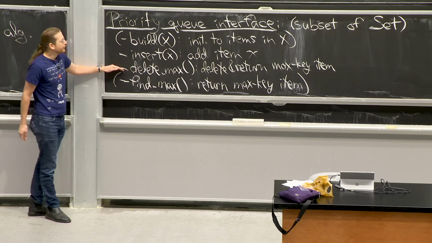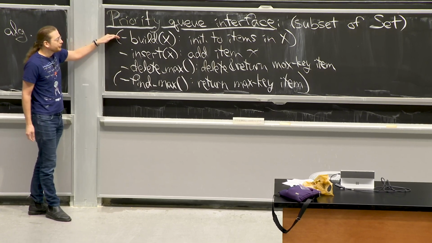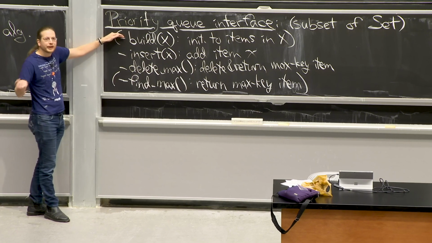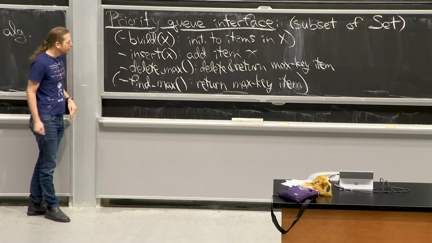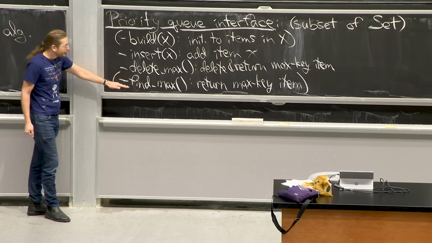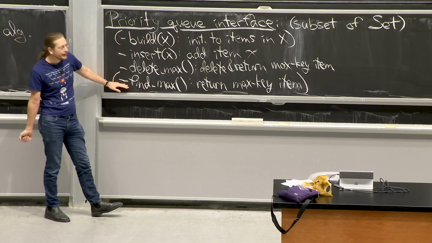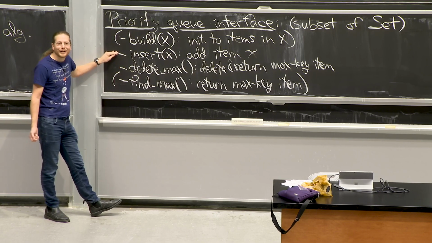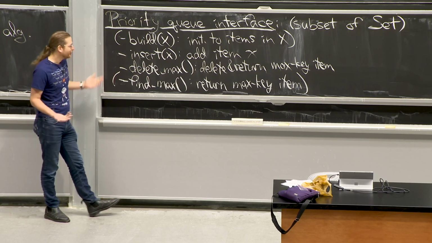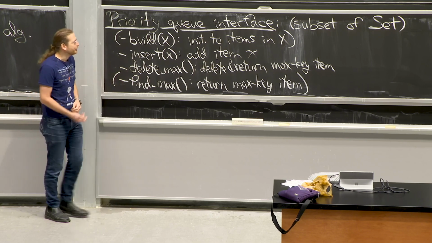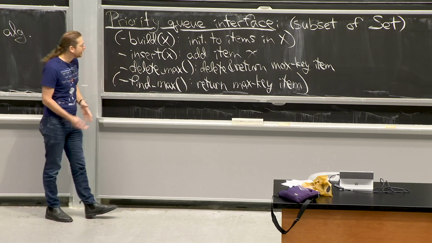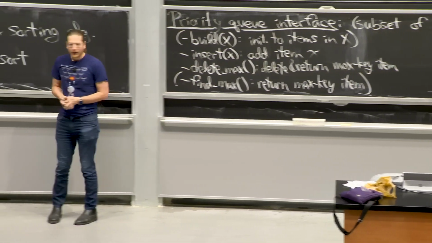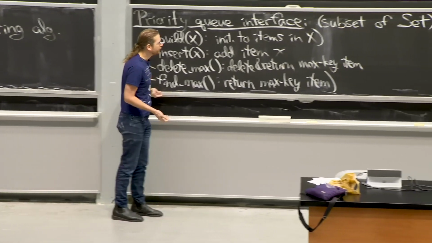We'll also talk some about being able to build the structure faster than just inserting. Of course, we could implement build by starting empty and repeatedly inserting. And also the complexity of just finding the max without deleting it. You could simulate this with these two operations by deleting the max and then reinserting it, which works, but often we can do faster. But the two key main operations are insert and delete max. And we're going to see a few data structures to do this.